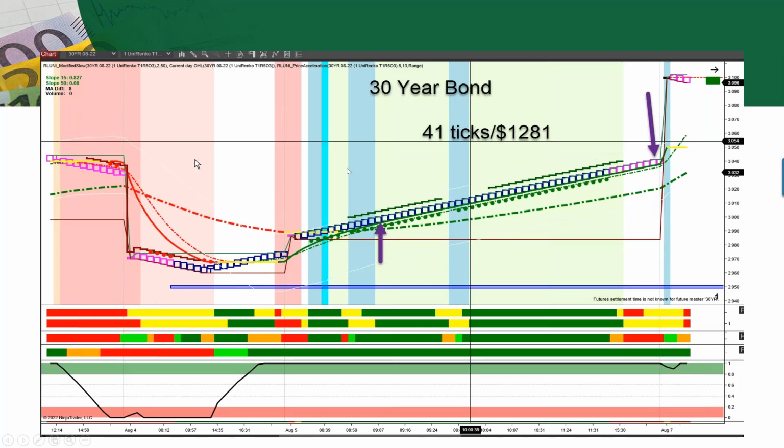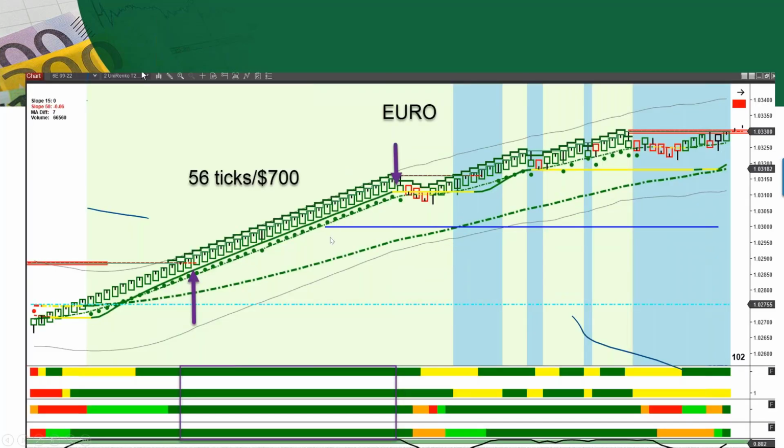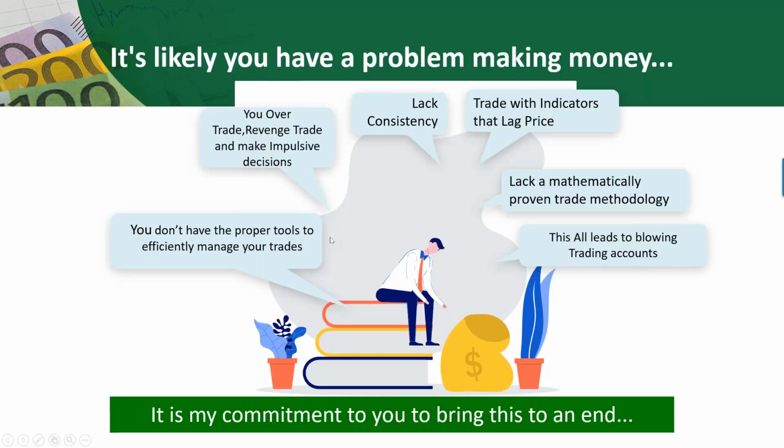It's $1,281. Here's another trade on the euro. I don't want to show a ton of different charts on trades that we've taken. I wanted to explain how we took them and why we took them. So it's likely you have a problem making money.